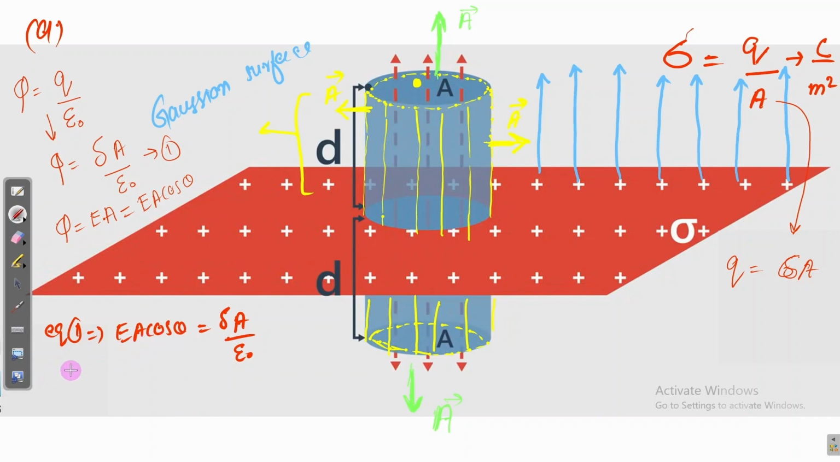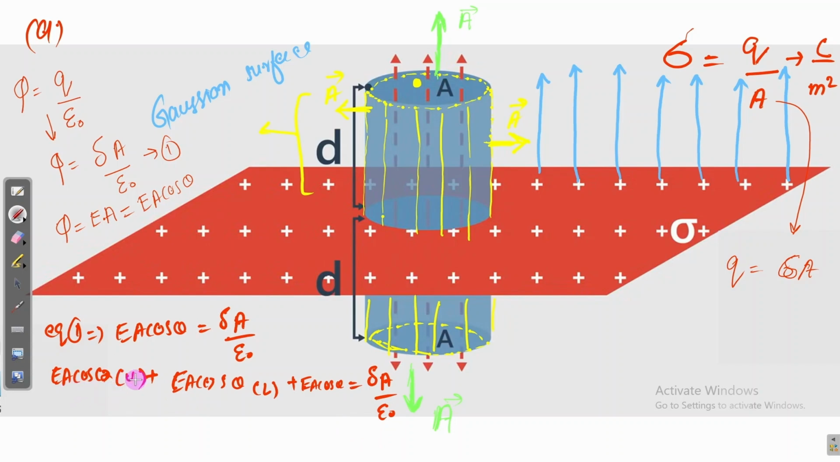So here the flux comes from EA cos theta from the upper surface of this Gaussian surface, plus the flux through the lower area, which is EA cos theta through the lower surface, plus EA cos theta through the sides of the cylinder, which is equal to, instead of this I'll write all of these, and the right side of the equation stays in its own place: sigma A divided by epsilon naught.